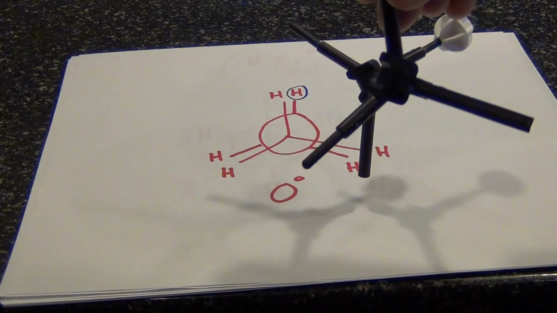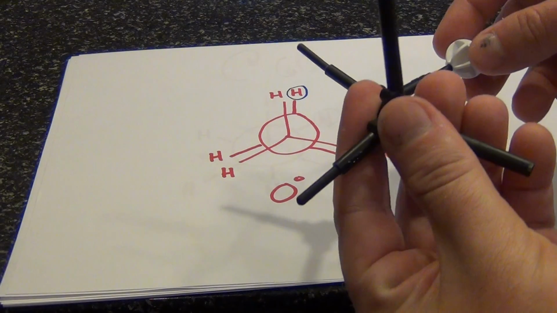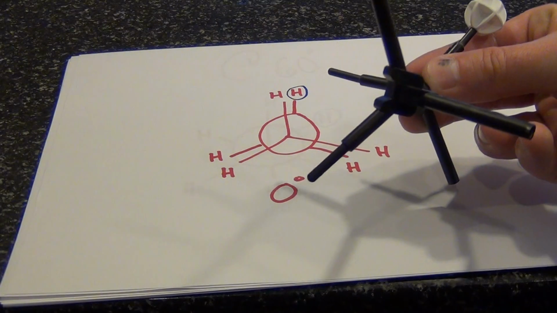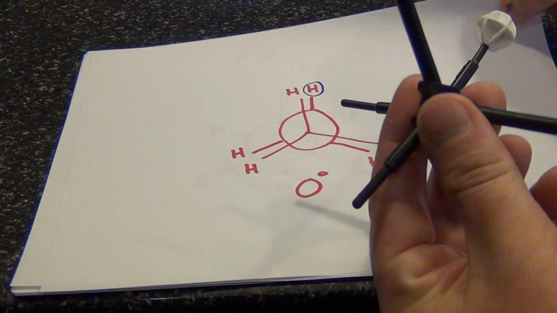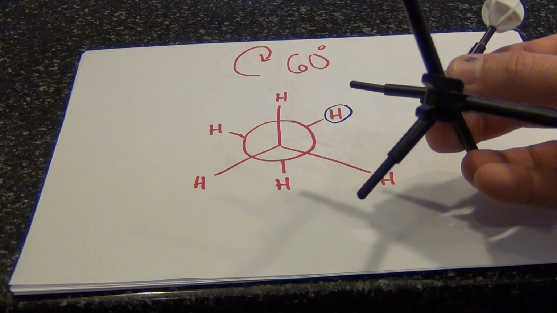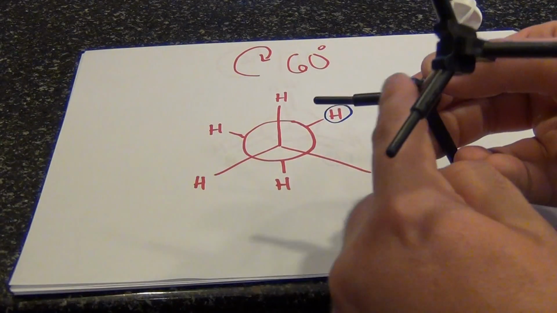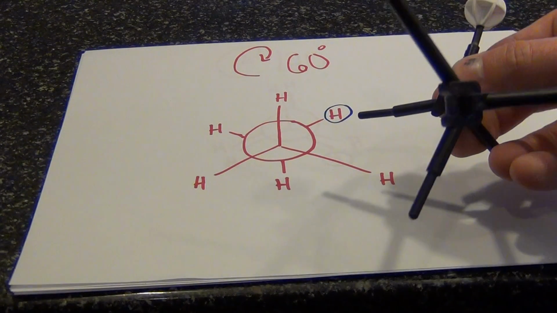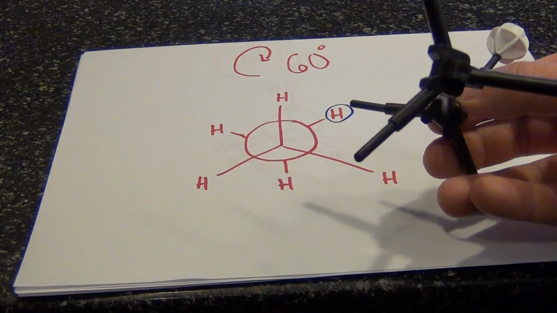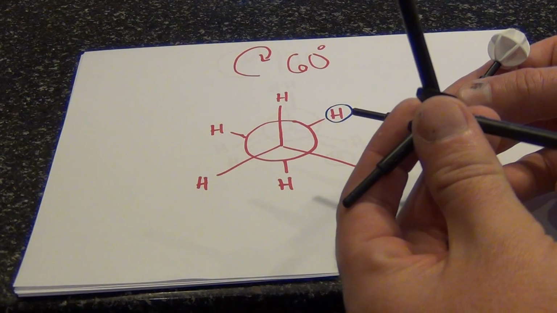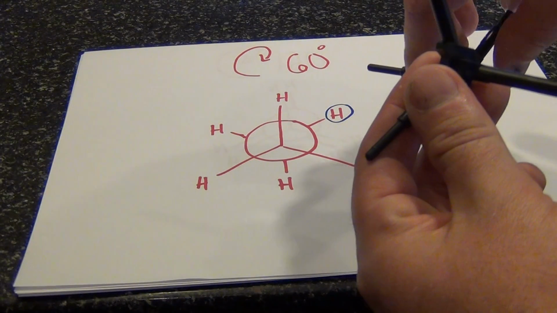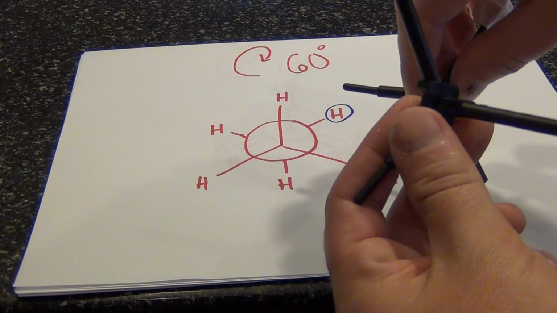So here's our 60-degree rotation. Our labeled hydrogen moved from here to here. A redrawing of this Newman projection looks like this. Notice the hydrogens are now angled in between, and our hydrogen that's circled is pointed slightly to the right. We can continue rotating, and we'll rotate 60 degrees every position.